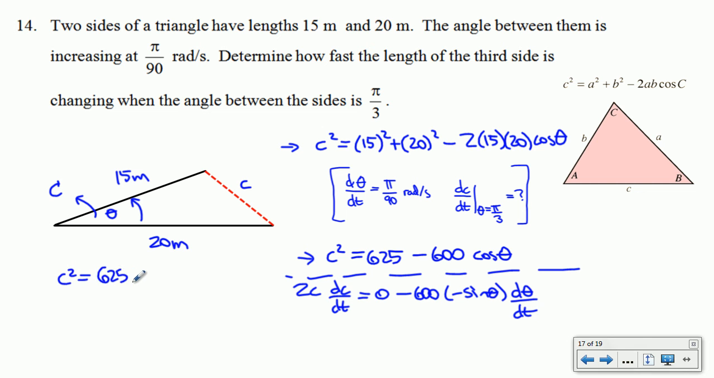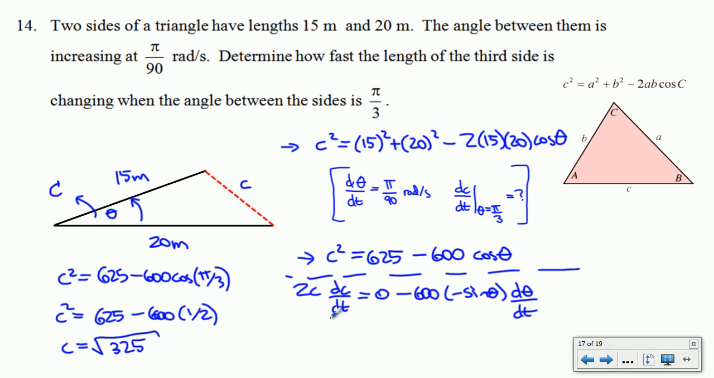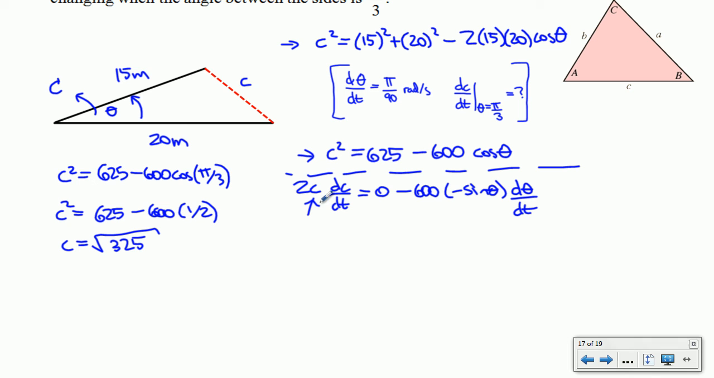So we need to sub in pi over 3 for theta. So we would eventually get 325 for this because cos at pi over 3 is 1/2. So we would do 625 minus 600 times 1/2. So then eventually c is root 325. So now we know what c is.